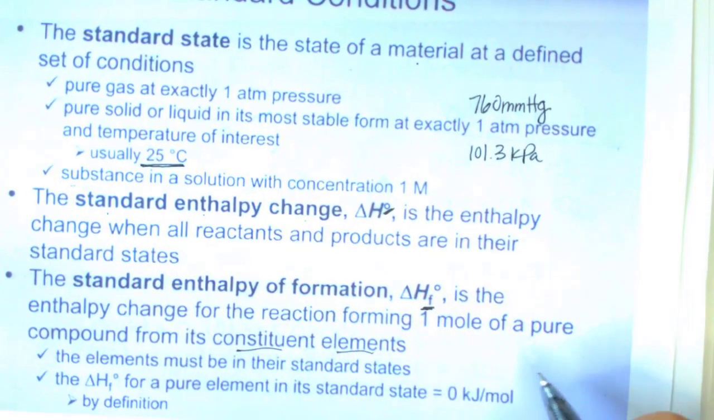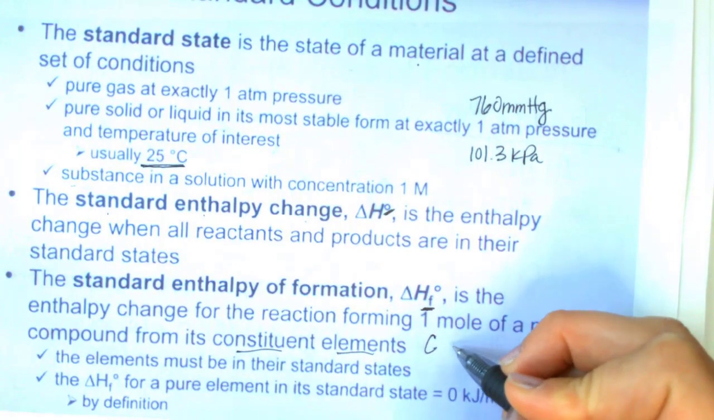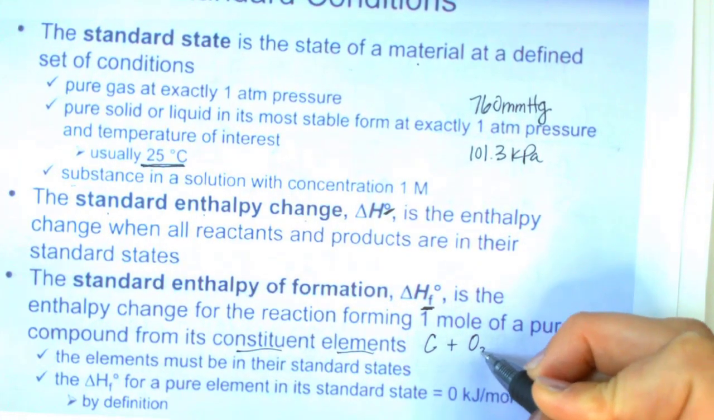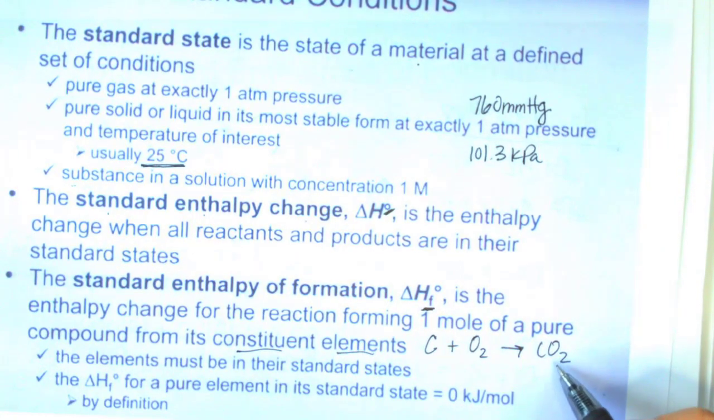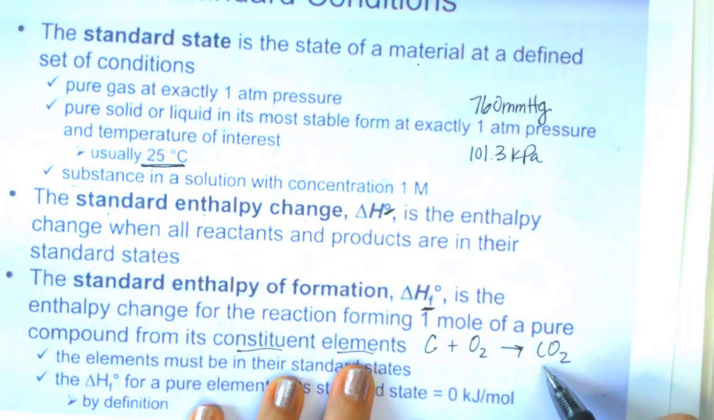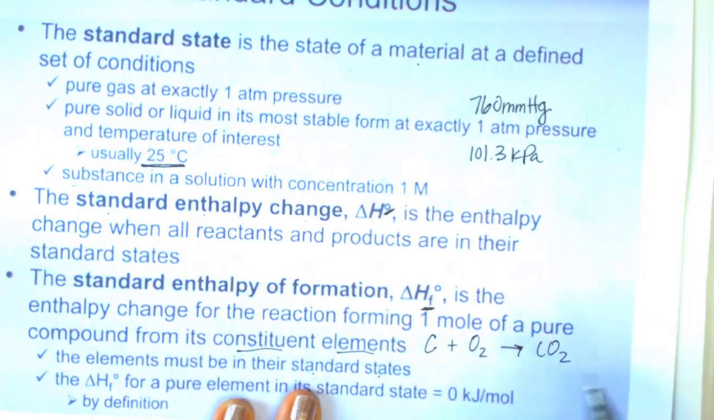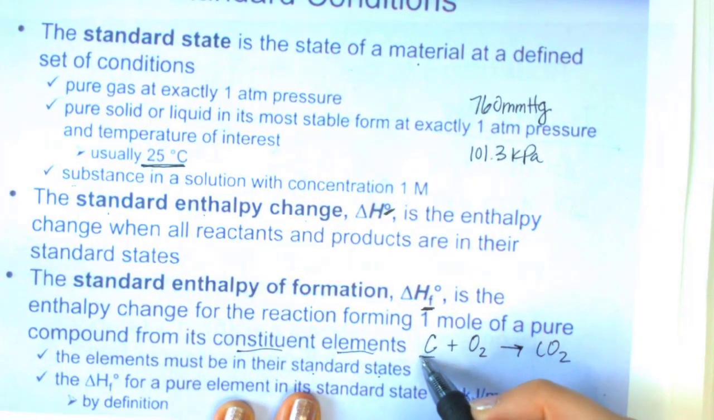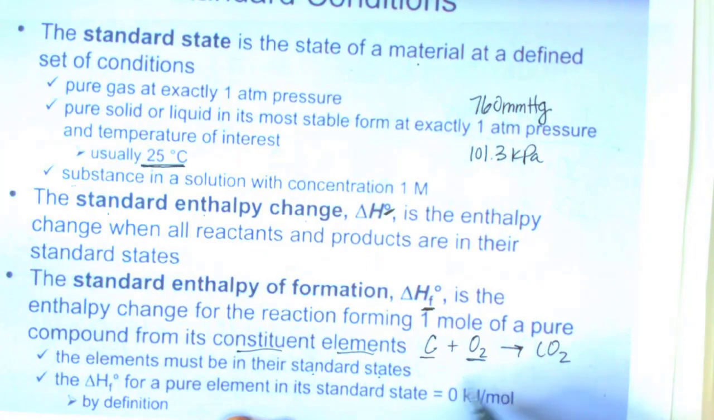And constituent elements just means what the compound is made up of. So for example, if I said carbon plus oxygen to create CO2, the constituent elements making up carbon dioxide in its standard state, in its pure form, are carbon and oxygen. Oxygen, remember, by itself in its pure natural state is diatomic, O2.